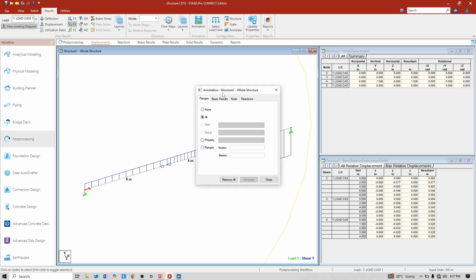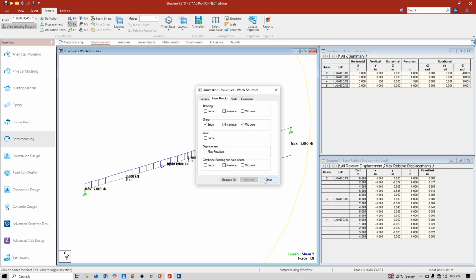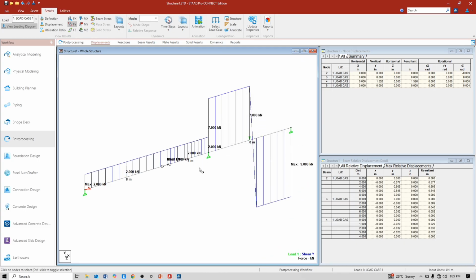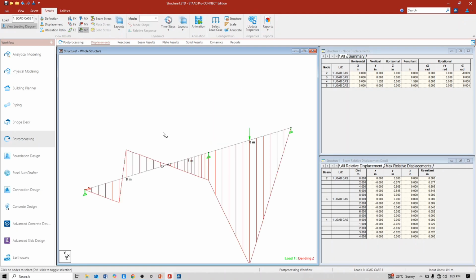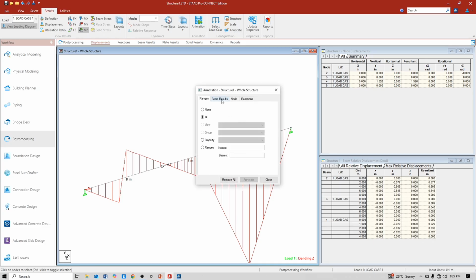So annotate beam result, shear, annotate, yes. So compare this 2 kilonewton, this 7 kilonewton, this is 9 kilonewton. So yes, it is correct, accurately matching our manual calculation. Here see, BMD is reverse of our manually calculated BMD shape.